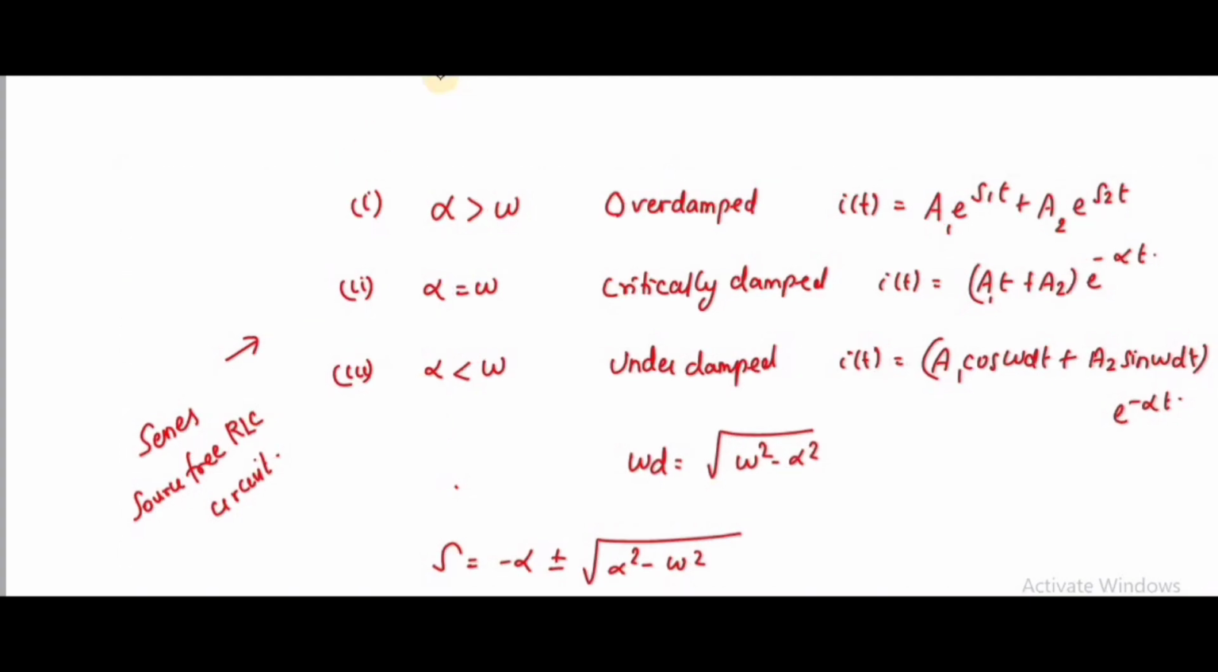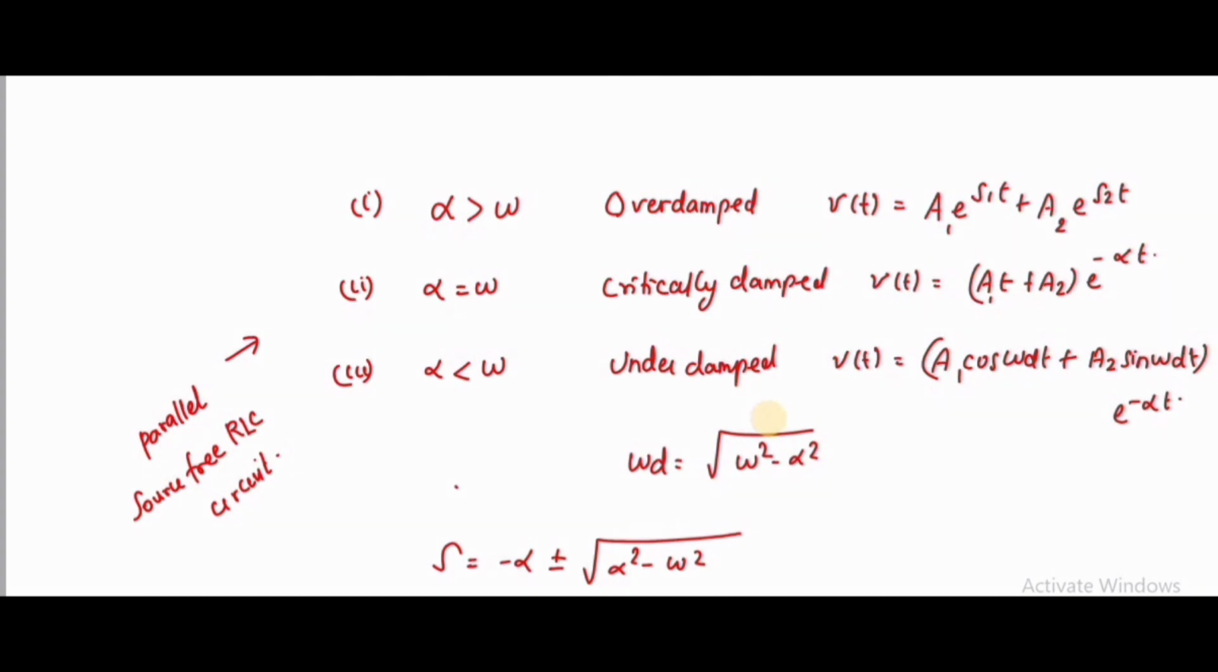So let me go for the same equation. Instead of i(t), if I change it for v(t), it is called a parallel source-free RLC circuit. So this is the formula. Here alpha is equal to 1 divided by 2RC.